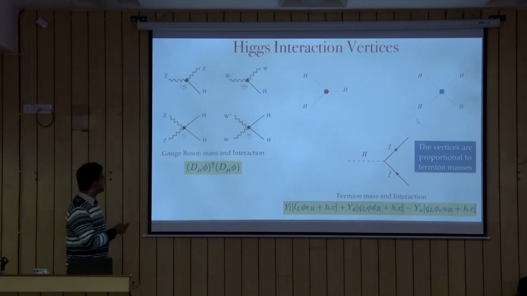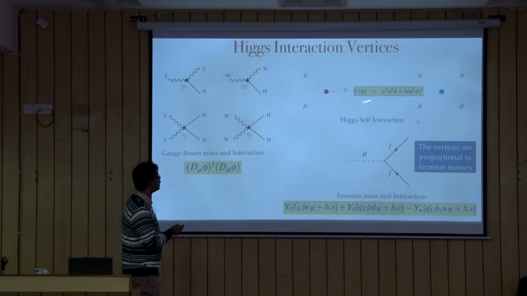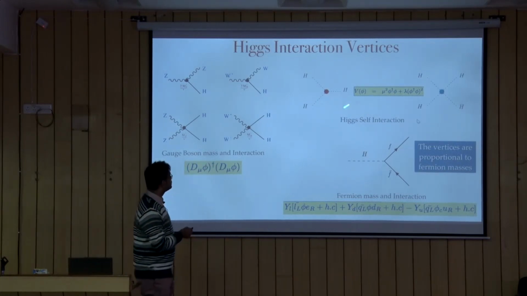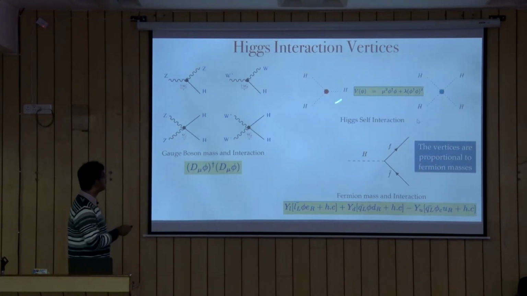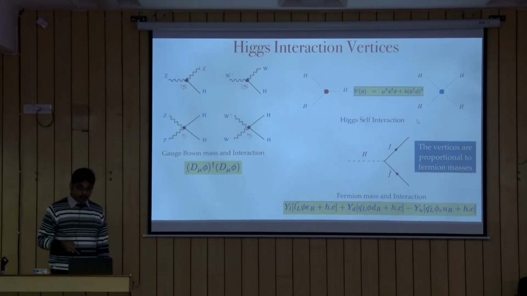And then there are self interactions, which come from the scalar potential itself, and there is a trilinear Higgs interaction. This is a very crucial one because it is ideally not there in the scalar potential, but once you write φ equal to v plus h and expand this potential, you actually generate this trilinear term. So, this is very important to probe in order to know the symmetry breaking mechanism that actually is there.